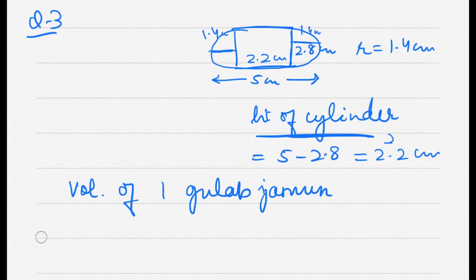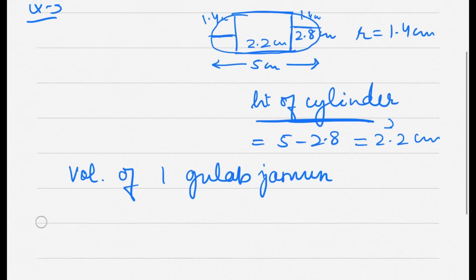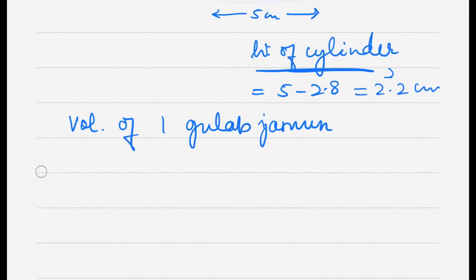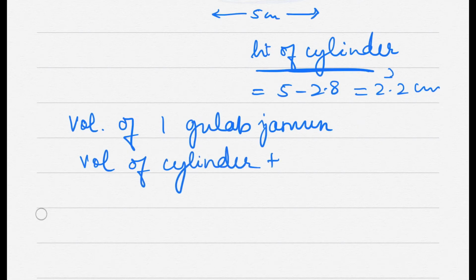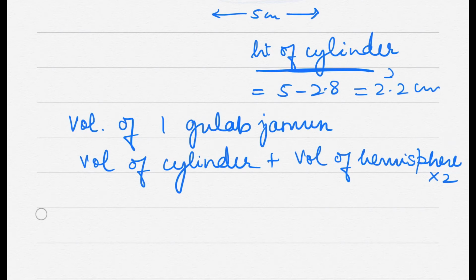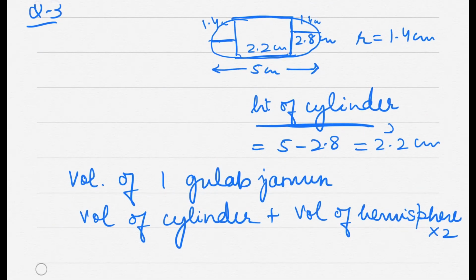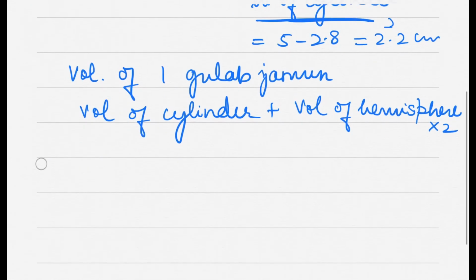So now this gulab jamun has 1 cylinder and 2 hemispheres. So I can take it as 1 sphere, or I can do hemisphere into 2. So now volume of gulab jamun will be equal to volume of cylinder plus volume of sphere. I can write down hemisphere and multiply by 2, so that makes the same thing. So volume of this cylinder and volume of these hemispheres.